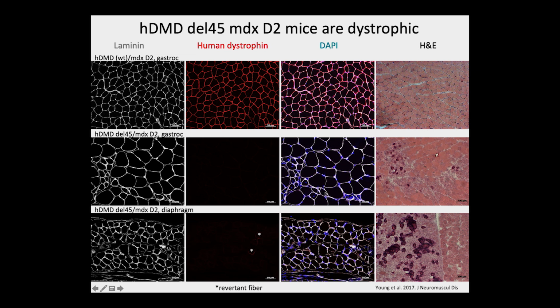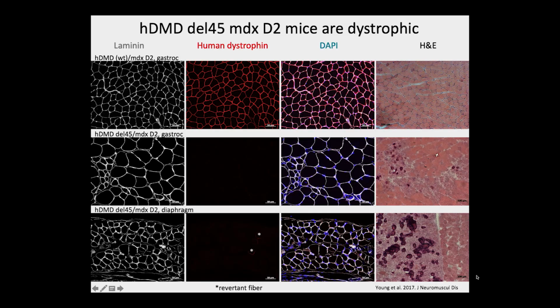This new mouse model has dystrophic phenotypes. This is wild type. This is just different examples of different muscles, the gastroc or the diaphragm. You do get some revertant fibers, and so we have to use antibodies specific to exclude any revertant fibers. And this is interesting because this is a del45. They're thought to have some revertant fibers anyway, but we're carefully monitoring that.